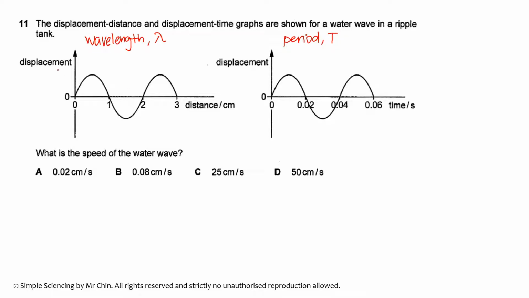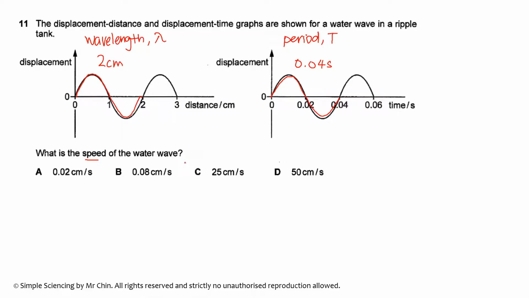So now let's look at the displacement-distance graph. We can draft out the wavelength from here to here. This is one wavelength because of 2 points of the graph in the same phase. So this reading gives us 2 centimeters. The wavelength is 2 cm, from 0 to 2. For the period, same thing, from phase to phase, the period is about 0.04 seconds.